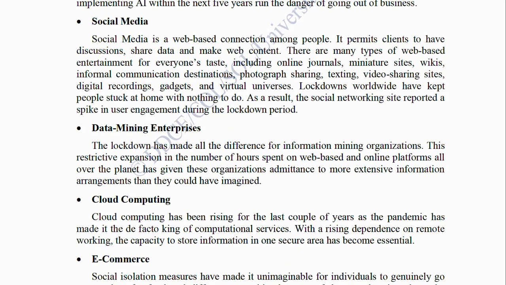Next point is social media. Social media is a web-based connection among people. It permits clients to have discussions, share data, and make web content. There are many types of web-based entertainment for everyone's taste, including online journals, microsites, wikis, information, communication destinations, photograph sharing, texting, video sharing sites, digital recording, gadgets, and virtual universes. Lockdowns worldwide have kept people stuck at home with nothing to do. As a result, the social networking sites reported a spike in user engagement during the lockdown period.